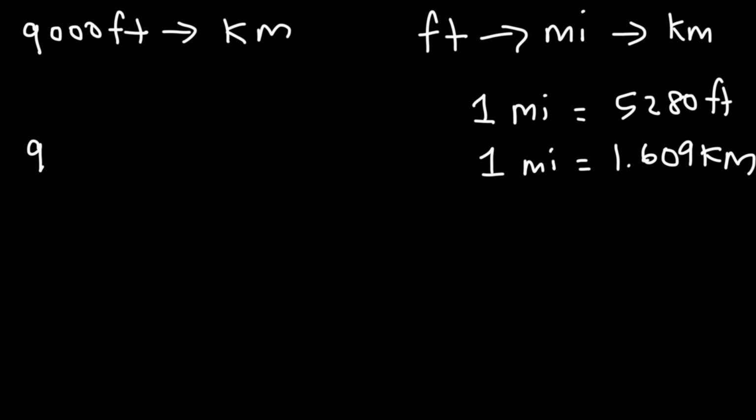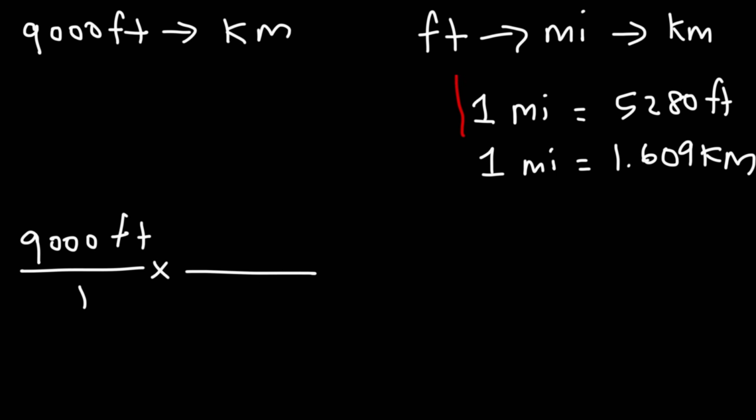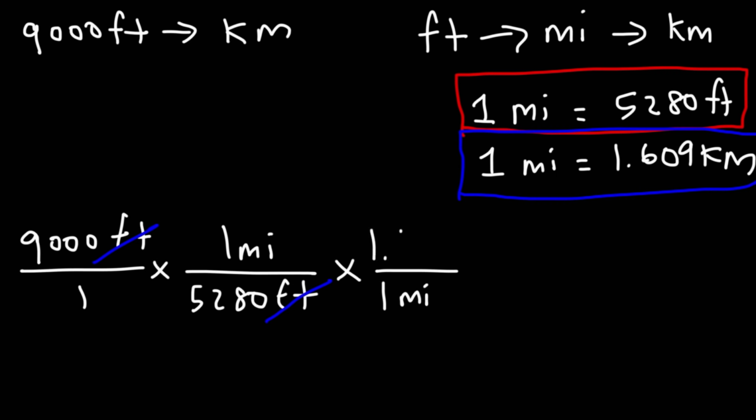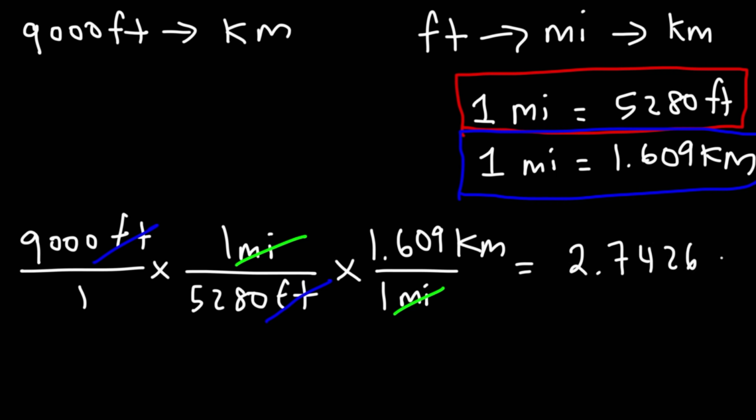So let's start with what we're given. We're given 9,000 feet. Let's put that over 1. And let's use our first conversion factor to go from feet to miles. So 5,280 feet is equal to 1 mile. So we can cross out those 2 units. And then let's use the second conversion factor to go from miles to kilometers. 1 mile is equal to 1.609 kilometers. So remember, divide by the numbers on the bottom, multiply by the numbers on top. So it's going to be 9,000 divided by 5280, and then take that result and multiply by 1.609. So the final answer is going to be 2.7426 kilometers. So that's equal to 9,000 feet.